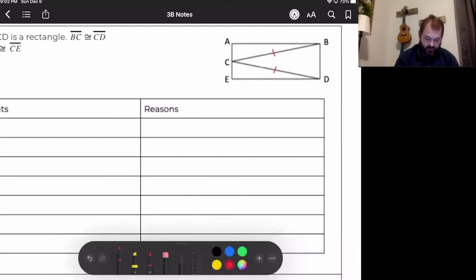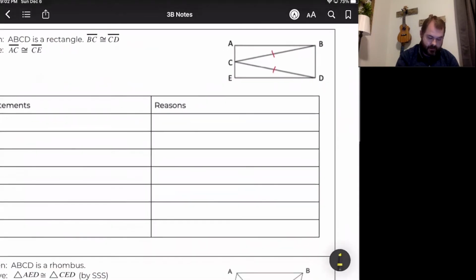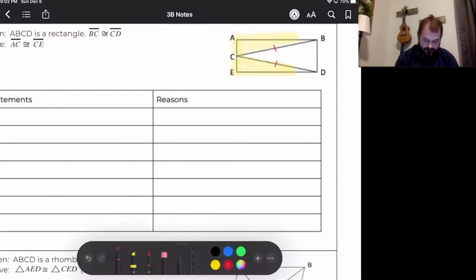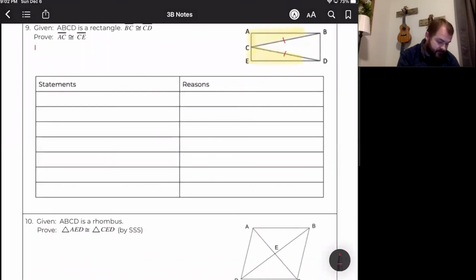We're trying to prove that AC is congruent to CE. Now, those are parts of one side of a rectangle, but they're also sides of these two triangles here. So I'm going to use those two triangles, prove that the triangles are congruent. So I'm actually going to kind of make some notes here. Okay, first, prove triangles congruent. Then we're going to use CPCTC to show that these sides are congruent.